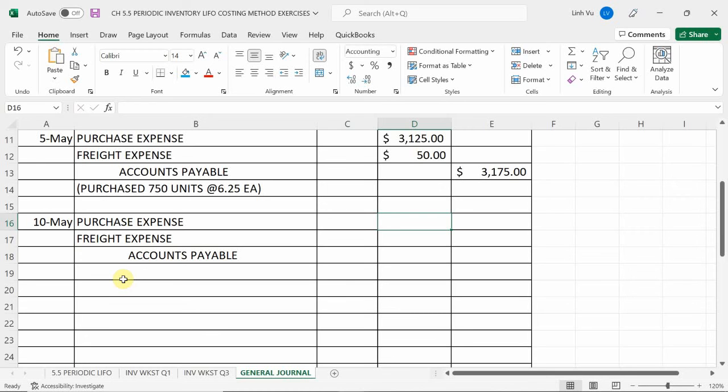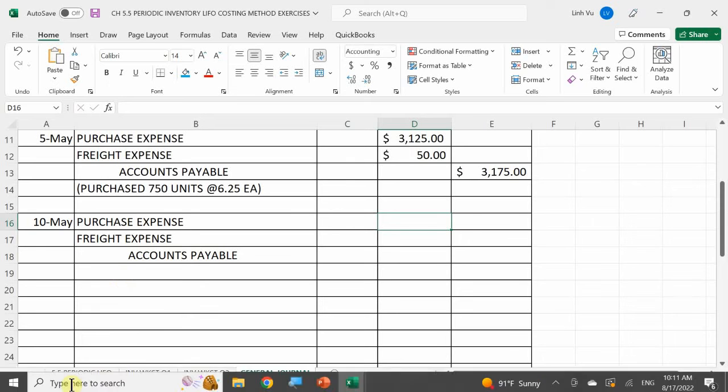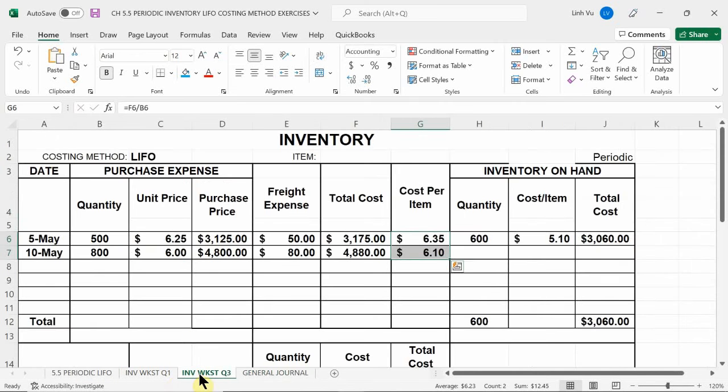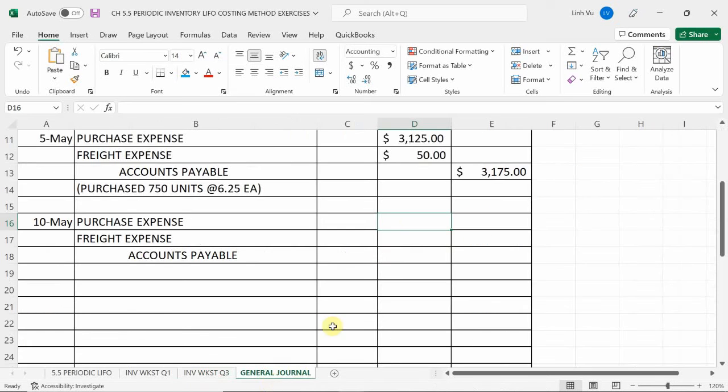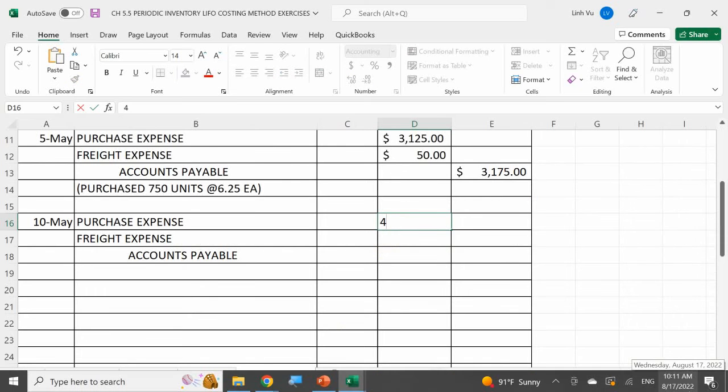So it's the same one. We purchased 800 units at $6 each. We solved for it in the inventory worksheet. Okay, 4,800. And how much was my freight? Your freight was 80, and the accounts payable would be 4,880.